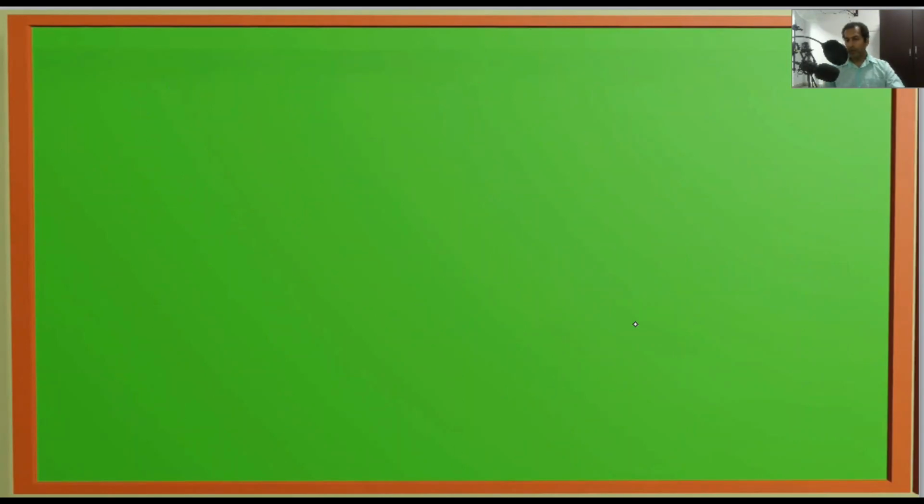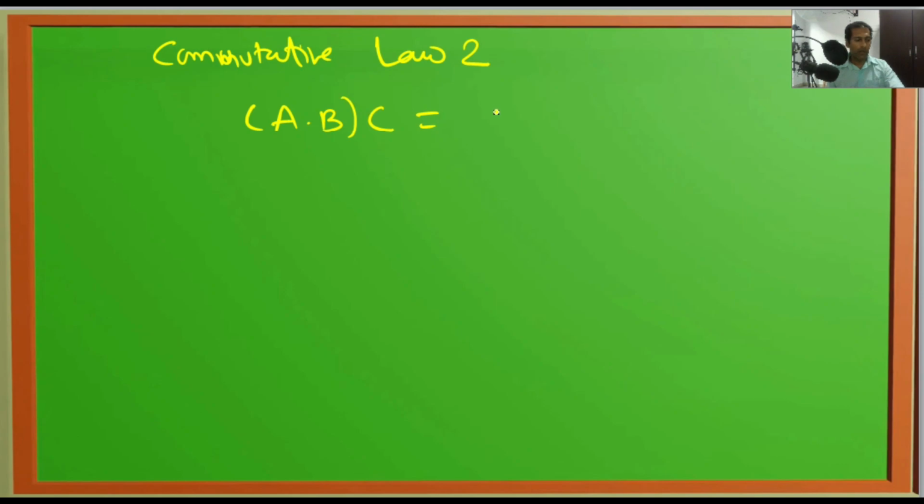Now similarly we can see the second law, commutative law 2. This law states, now this law is for the multiplication or AND gate. So this law is given as A dot B into C is equal to A into B dot C. Logically we can see it doesn't make any change.